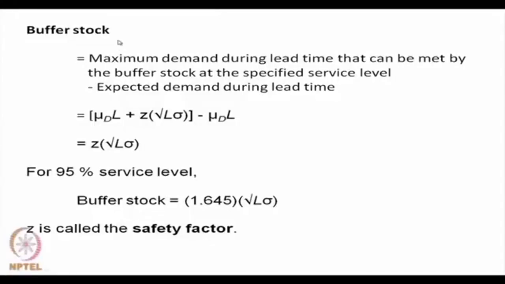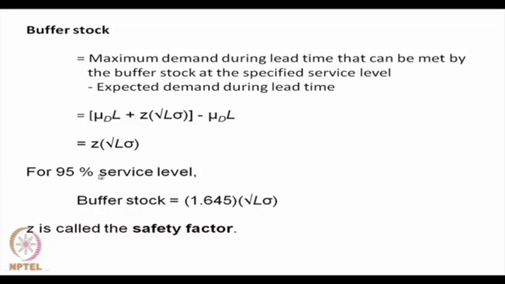Now, how do we then calculate the buffer stock? Buffer stock is equal to the maximum demand during the lead time that can be met by the buffer stock at the specified service level, minus the expected demand during the lead time. So, for us, this is the maximum demand at the specified service level that corresponds to the value of Z, minus the expected demand during the lead time, which is mu d into L. So, this quantity Z into root over L into sigma is called the buffer stock.